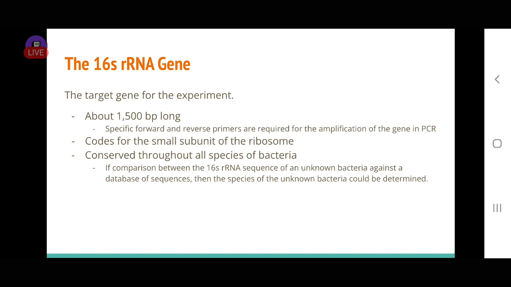Since it's conserved throughout all the species of bacteria, if we have an unknown sequence of the 16S rRNA gene, it could be compared to known sequences of bacteria that are featured in a database such as BLAST, and by viewing all these comparisons, we could figure out the identity of the unknown bacteria.